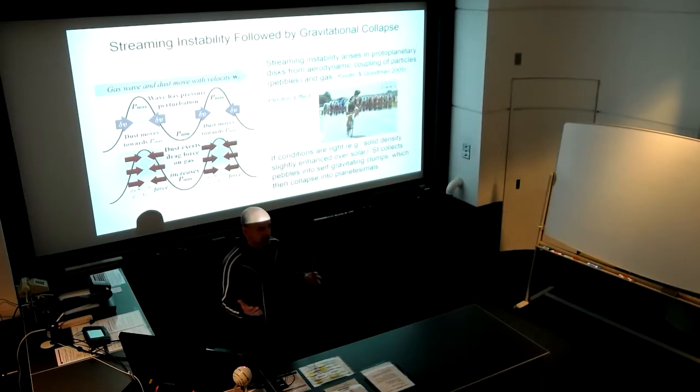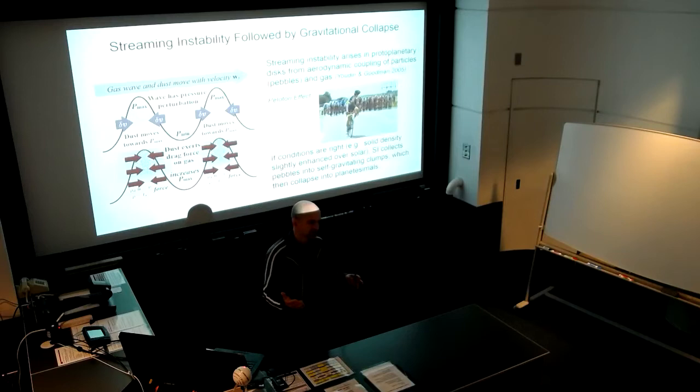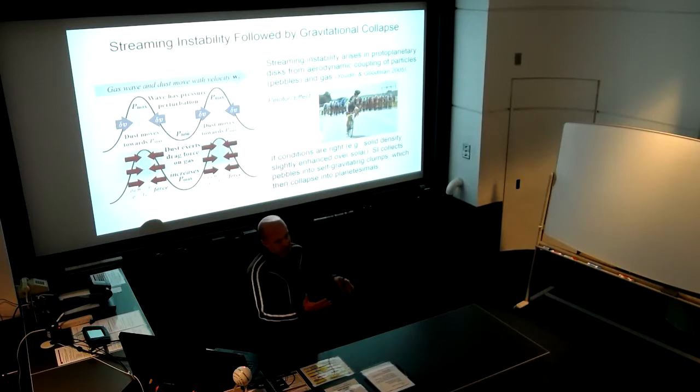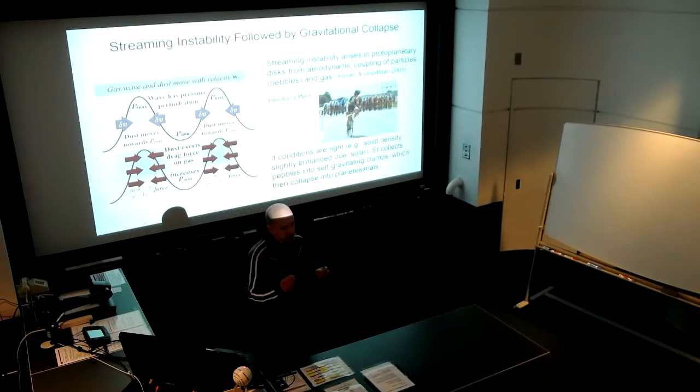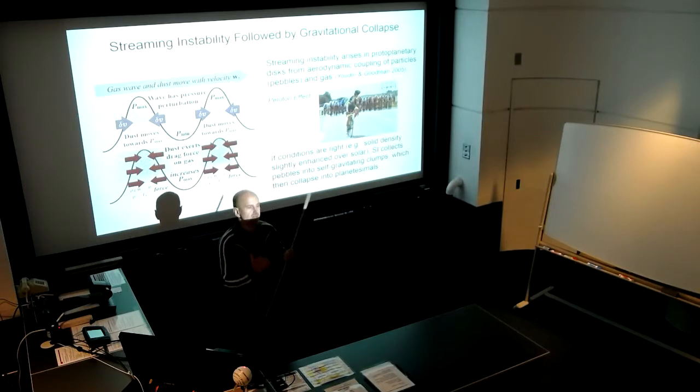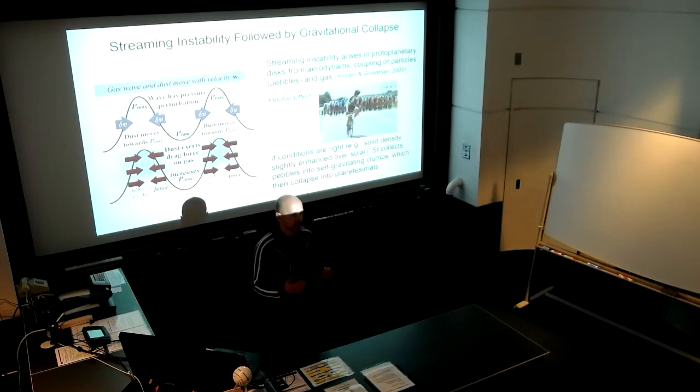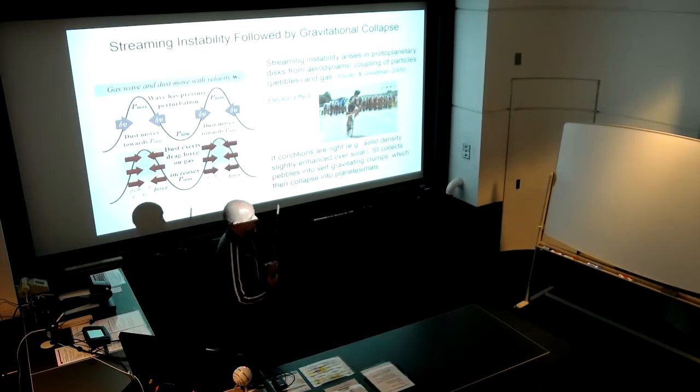In short, what happens is that a small concentration of particles in a gas disk will accelerate the gas, which will create a wave, and the dust particles will migrate towards the pressure maxima, therefore amplifying that wave, and this will allow even stronger concentration of the particles. So that's one explanation.